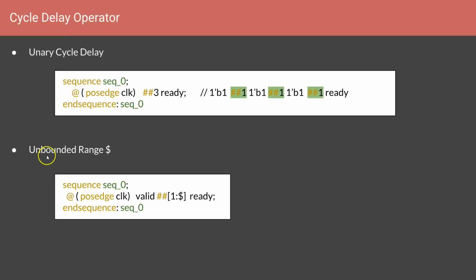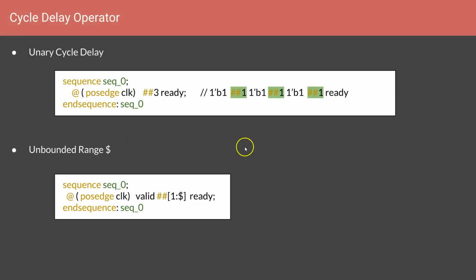Also you could specify the delay range as unbounded. Here is an example. If I give the second argument in the range as a dollar symbol, it specifies an unbounded delay. That means after valid goes high, from 1 to an infinite number of clock cycles, the ready should go high. Infinite means any clock cycle before the simulation ends. So by using a dollar symbol in the range operator, you could specify an unbounded delay as well.